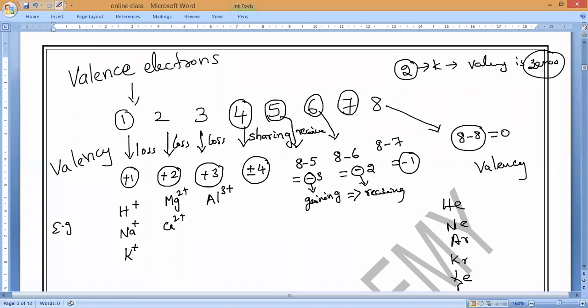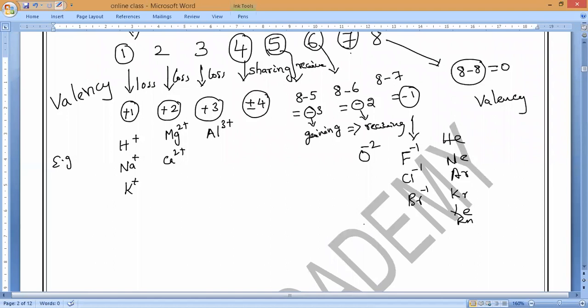Now take fluorine, chlorine, bromine: minus one. If you take two, you can take oxygen, so O2 minus. And the next one, the nitrogen family: minus 3, so N3 minus. This is what we used to say.